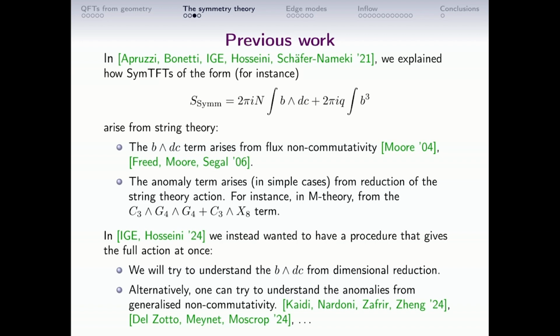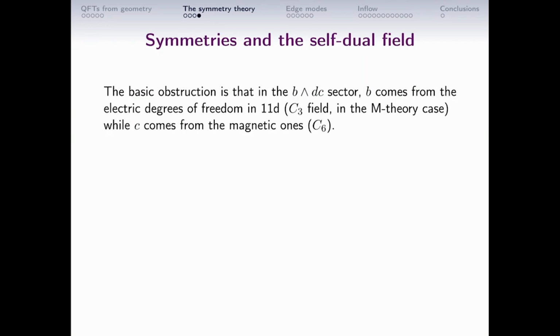There are some really nice papers from Michele and collaborators, and Kaidi, Nardoni, Zafrir, and Zheng, where they go the other way, so they understand the anomaly terms from the brane dynamics. Okay, so these are complementary, and I expect they are all compatible. As far as I know they are, but it would be really nice to merge them together. Anyway, we're going to try to do dimensional reduction. Let's try to understand why that's hard.